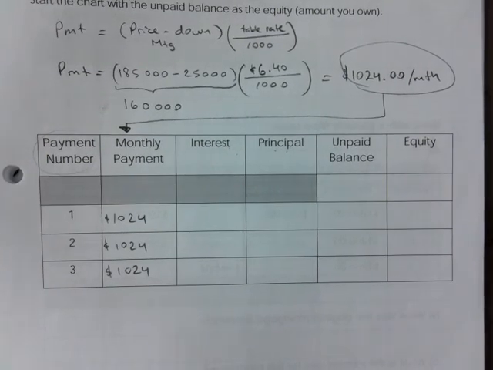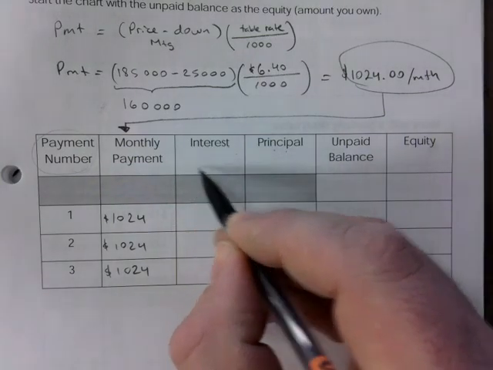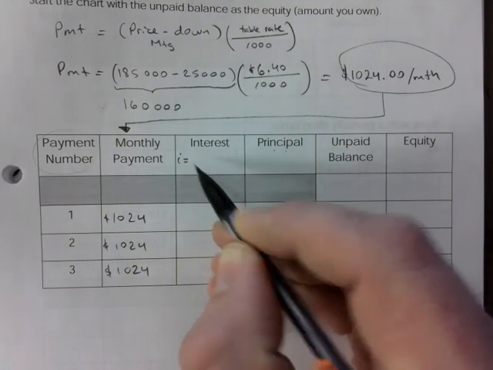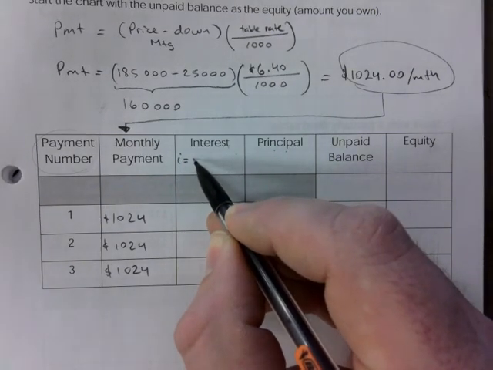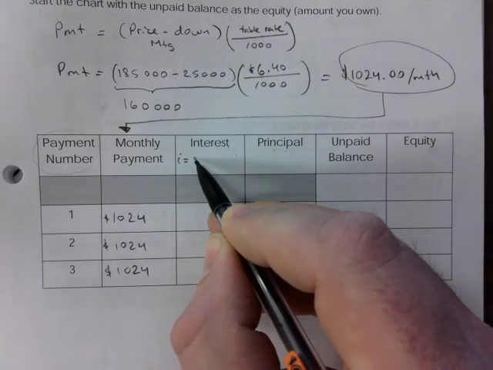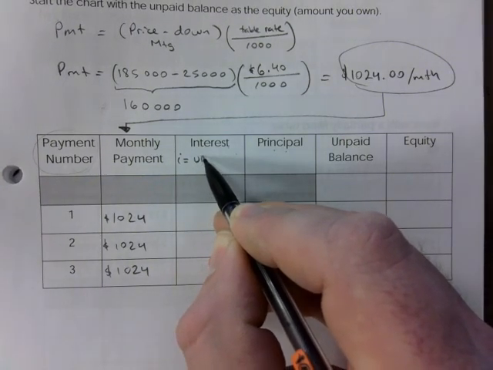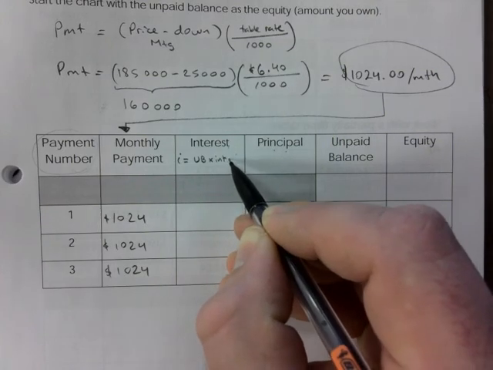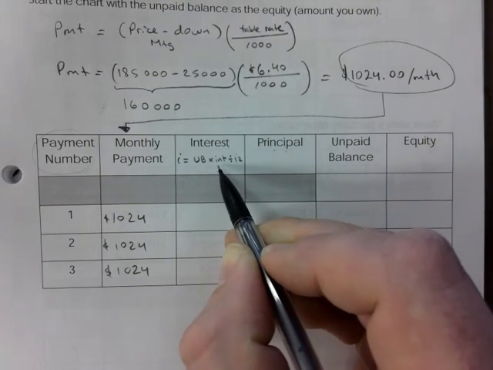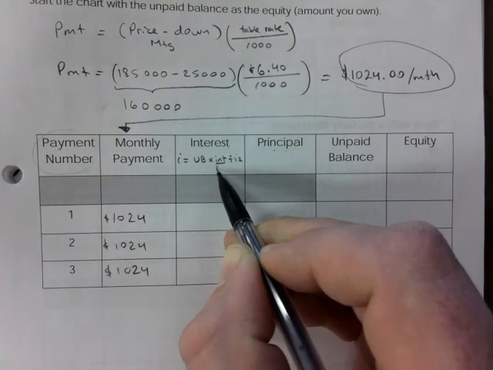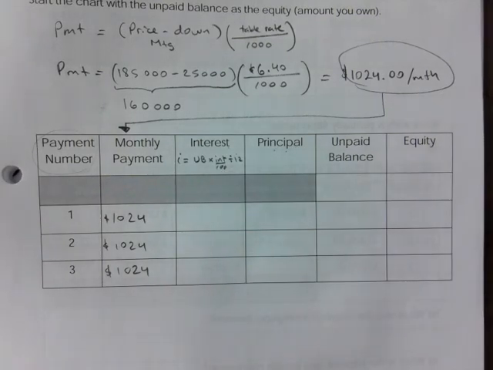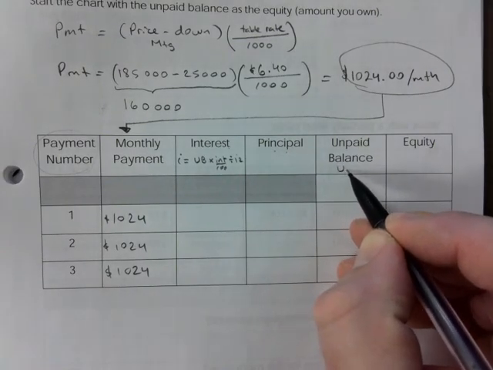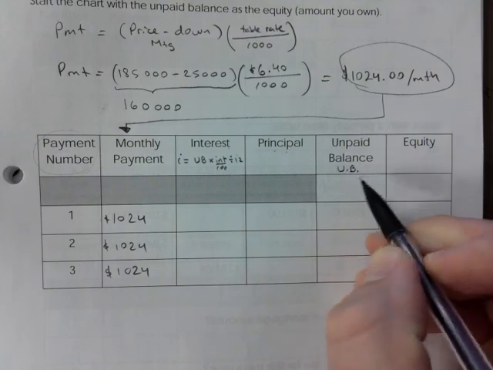To find the interest, you use this formula. I will write it down in that top column here. It's going to be unpaid balance times interest divided by 12. And I will put the interest rate divided by 100. I know it's small, sorry, but for unpaid balance, I'll put a UB under this so you know that that's what I'm referring to, okay?